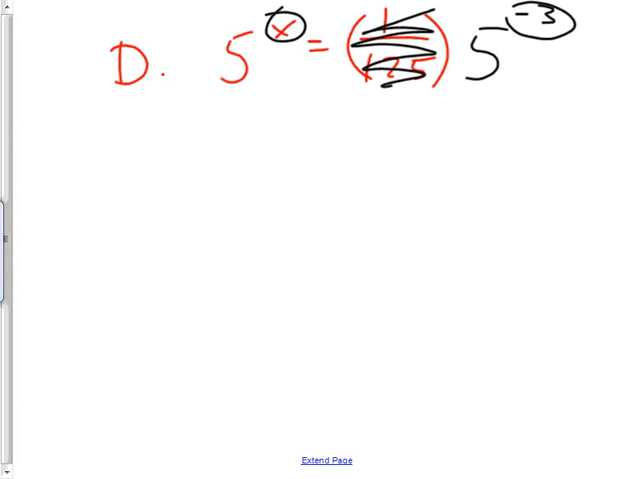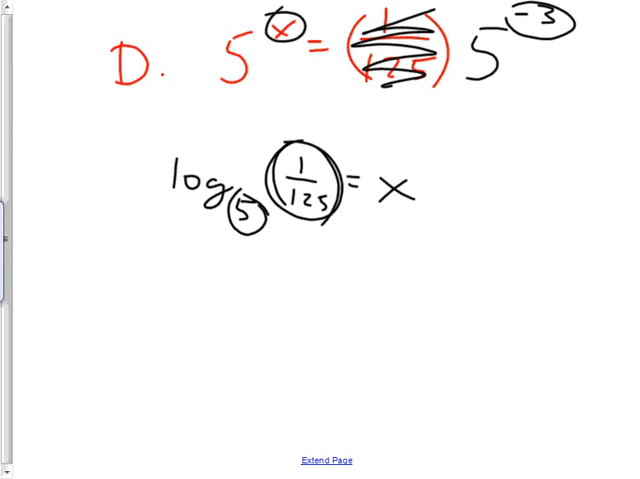That's like a problem where it would be log base 5 of 1 over 125 equals x. You'll have to notice that little pattern where you want these two to be the same as each other. So that needs to change into a 5 to a power. And when you've got the power, the answer will be the power, negative 3.